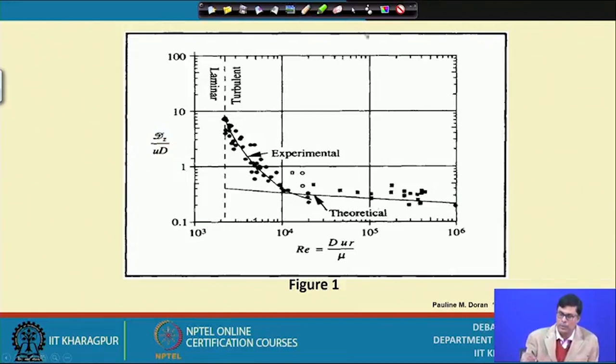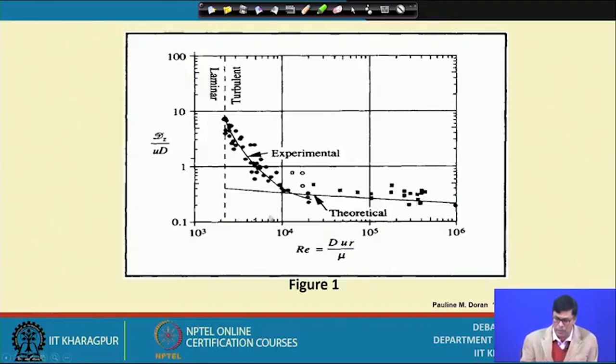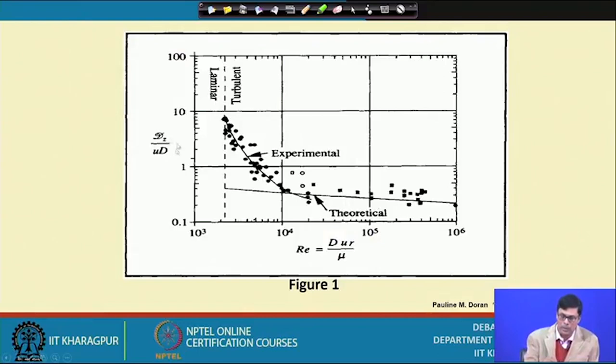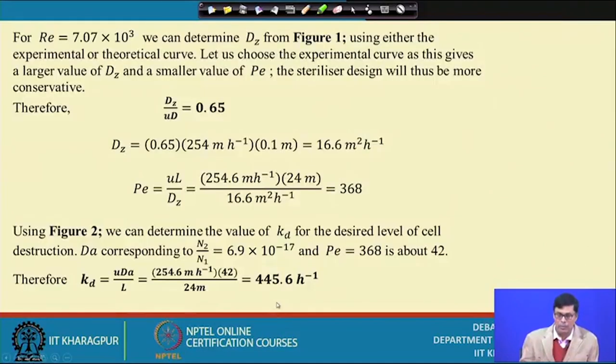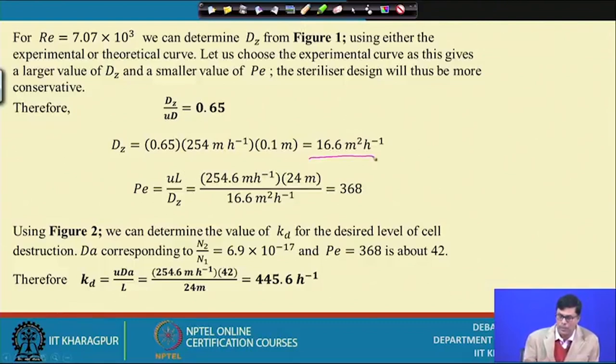The respective value you can find out, this is what we have done here, that Dz by this at this particular Reynolds number is something close to this. We shall have to find out where it is, and we can find out this ratio. Once we do that, the Dz value, the axial dispersion coefficient, we can easily calculate, and this will come to about 16.6 square meter per hour.